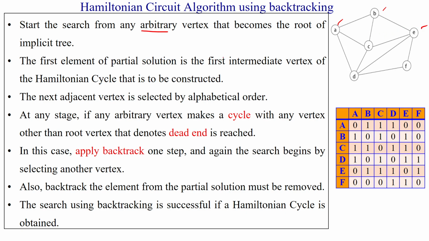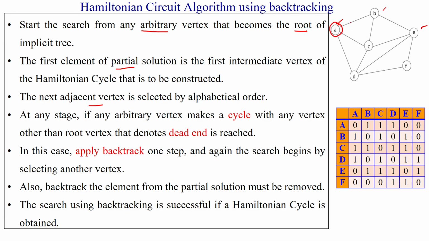So wherever you are starting from, that vertex will be assumed as the root of the state space tree. Now the first vertex you start from will be the candidate solution, that is, the partial solution of your Hamiltonian cycle. Then we have to find the adjacent vertex by using the adjacency matrix. Is there any edge available or not? If there are two or three vertices with edges available, you look at that.